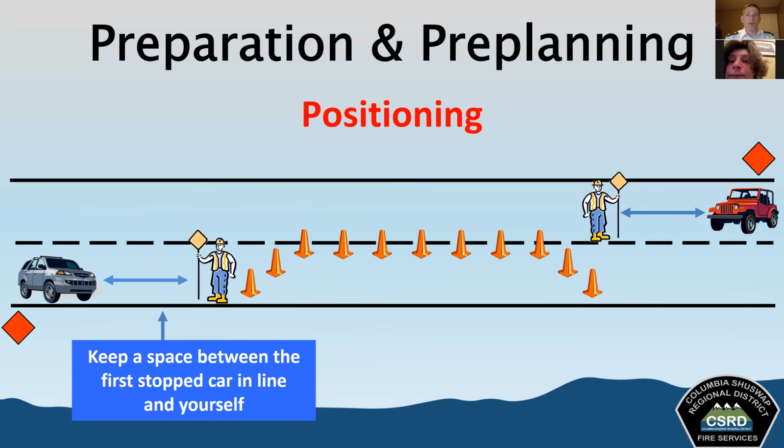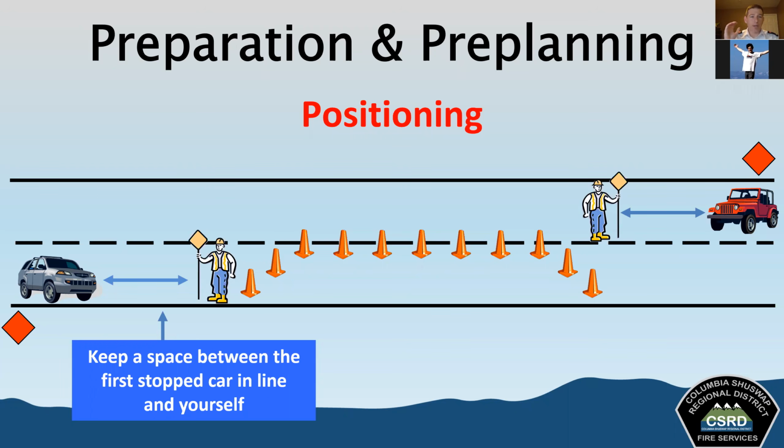Here we want to keep a safe distance between the first vehicle in line and the person directing traffic, so they're not going to be hit if the vehicle that's stopped there gets rear-ended and ends up rolling forward. Keep that space. We also want to stand outside of the lane carrying traffic. We don't want to be in the lane that's carrying traffic. That's going to increase our risk of getting hit.